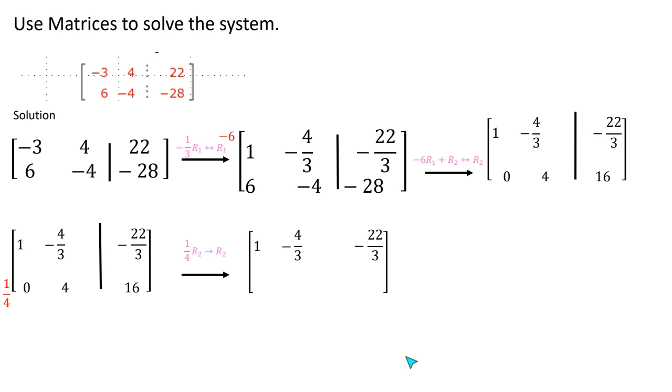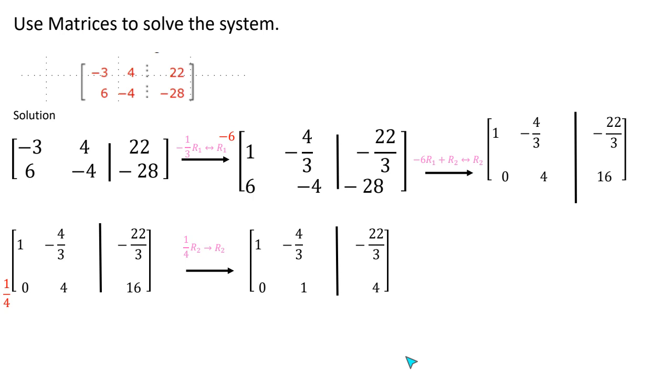1/4 times 0, that's 0. So that's going to go there, my row 2, column 1. 1/4 times 4, that's 1. That goes there. Okay. 1/4 times 16, 16 divided by 4 is 4. That goes there. So perfect. We have the one that we wanted here.